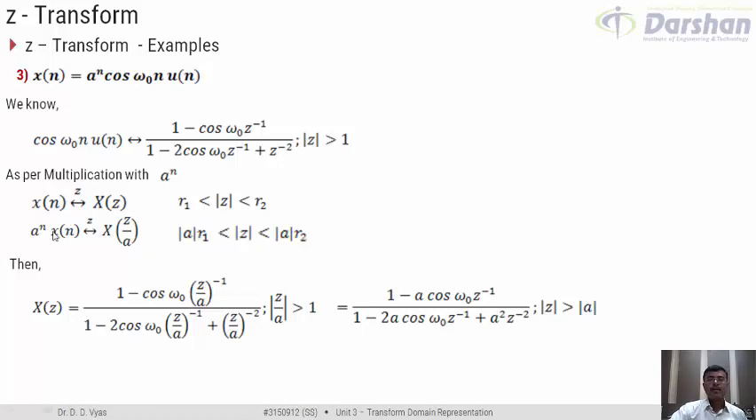So if we remember the Z transform of cos omega 0 n un, then we would easily be able to derive the Z transform of a raised to power n cos omega 0 n un using the property of Z transform. And in the previous example itself, we had seen how we calculate the Z transform of cos omega 0 n un from the standard Z transform pair a raised to power n un.